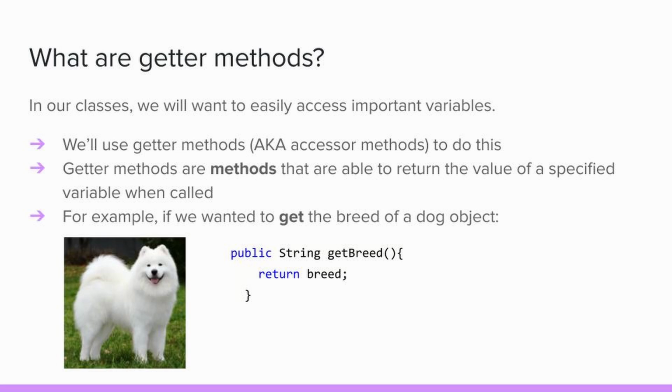If we think back to our dog example, you could ask for the breed of the dog object. Our method could be called getBreed. That would just have a return statement and the variable that we want to return. Our return type would be a string, since breed is a string. Every getter method will need a return type and a return statement.